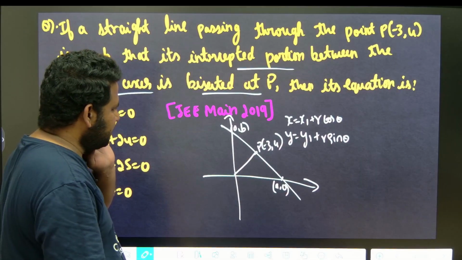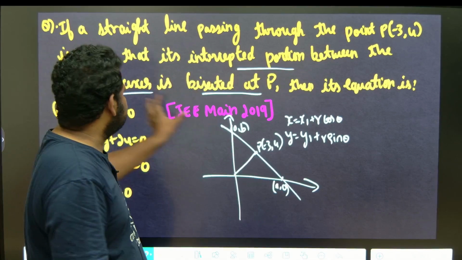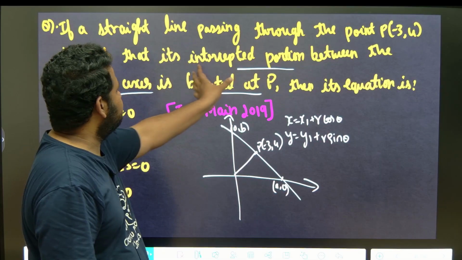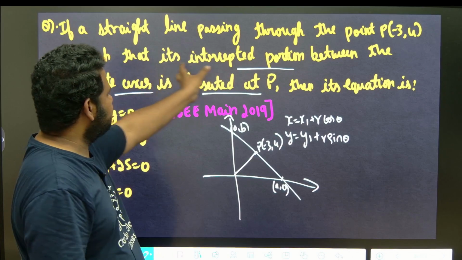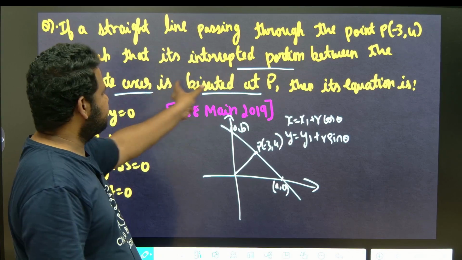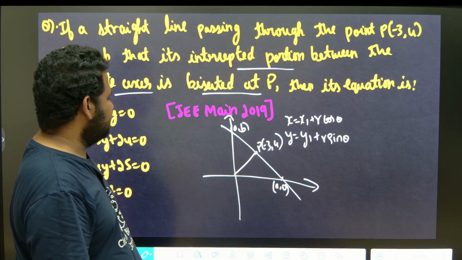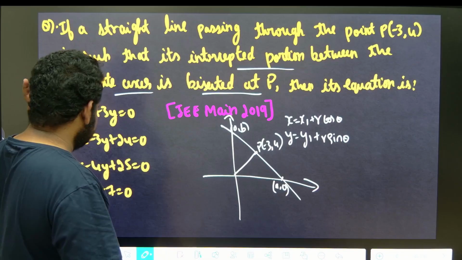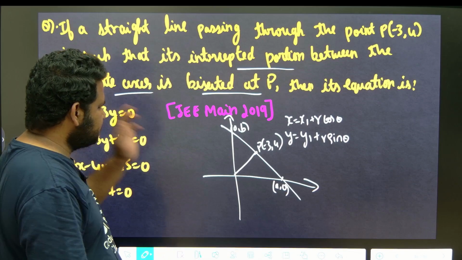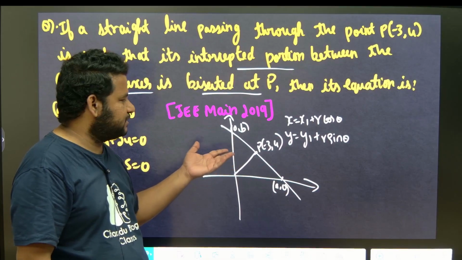Now they are telling a straight line passing through the point P minus 3 comma 4 is such that its intercepted portion between the coordinate axes is bisected at P. So the equation of this line they are asking. So what will happen to P? If it is bisected, P becomes the midpoint.